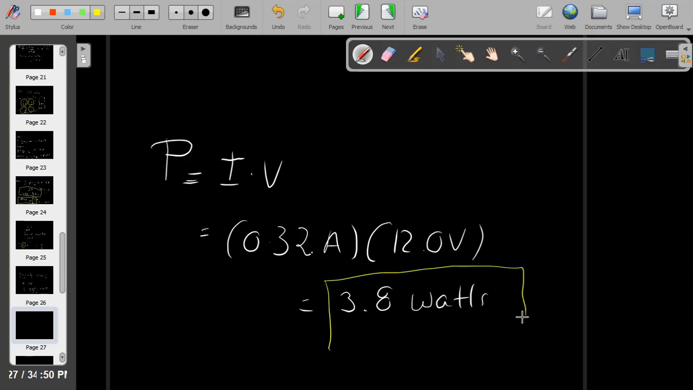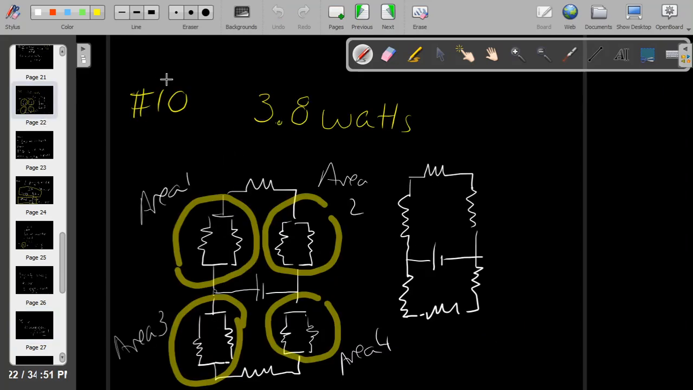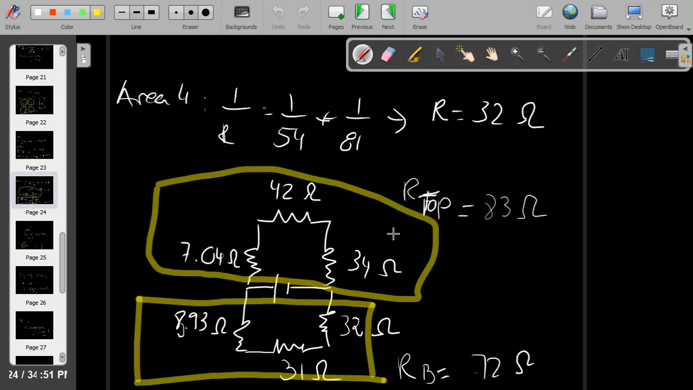And that was the last. So remember, they look complicated, they look crazy, but break it into areas, simplify, and then simplify again. Keep simplifying, top and bottom. Decide, are they in parallel? Are they in a series? And then use the correct formulas to continue finding what you need.